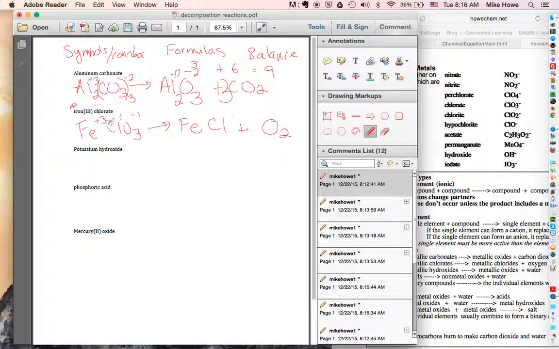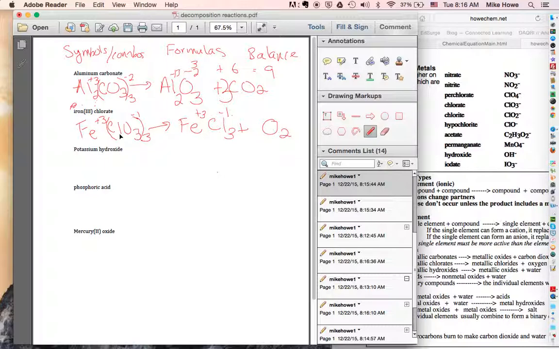This is +3, this is -1, so to write the formula correctly, we put parentheses around that and put a 3 outside. We're going to assume on all these reactions that the charges don't change for most things. So it's +3 and that's -1, so I have to have a 3 down there. And the oxygen is as it stands.